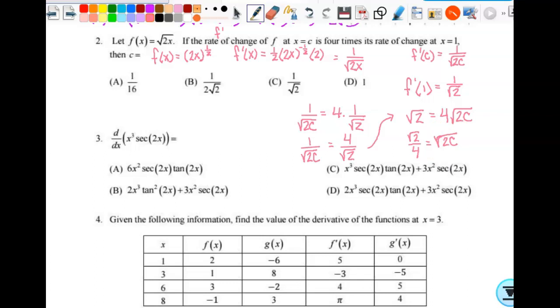Then what would I do? Not square root it, but I'd square it. Okay, so I'm going to square both sides. I'm going to come back over here because I've run out of room. So this is going to give me 2 over what? 16, and that's going to equal 2c. Multiply by 1/2, since dividing by 2 is the same as multiplying by 1/2. So I'd have 2 over 32, which is 1 over 16.